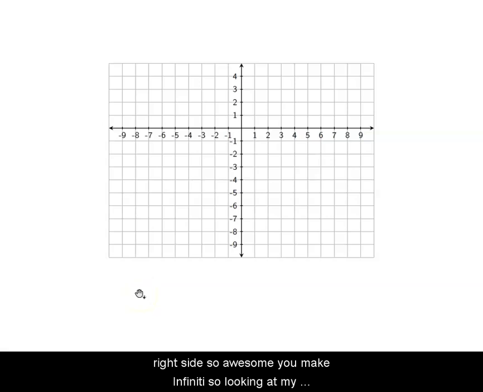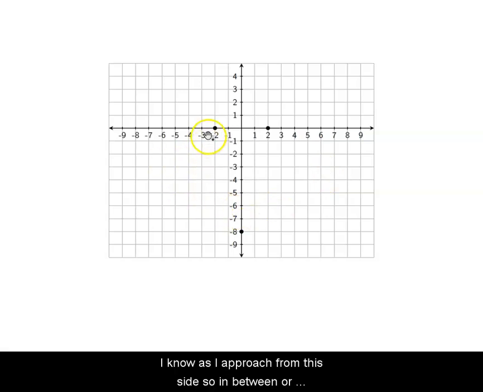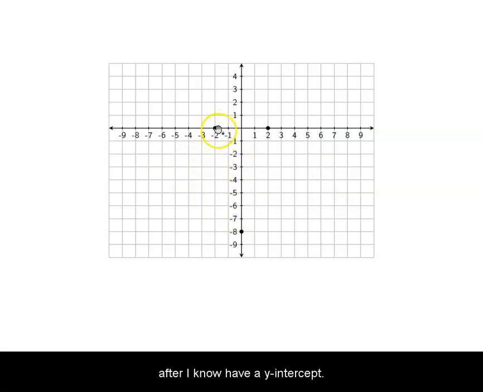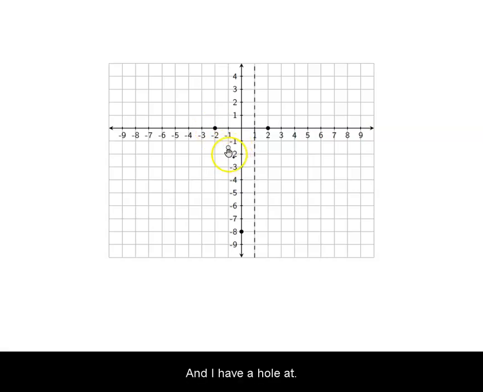So looking at my graph, let's plot my points of interest. I know I have a 0 at -2. I know I have a 0 at 2. I know I have a y-intercept at -8. Okay, so all of those things I know. I know I have a vertical asymptote, I'm sorry, of positive 1, right? So I could draw a little dashed line here. And I have a hole at 1. Okay, so I also have this hole being graphed here.